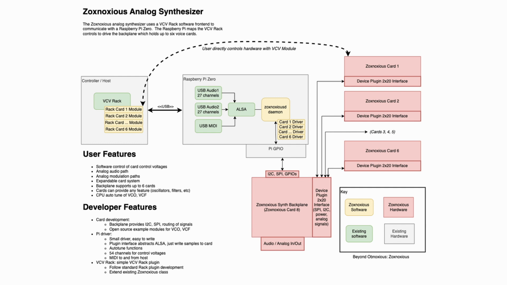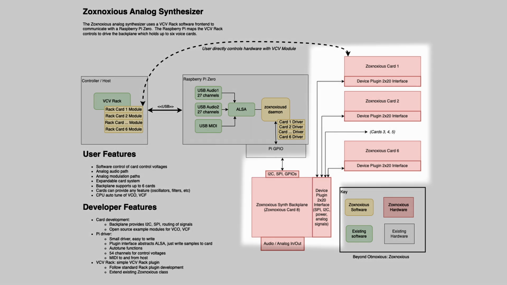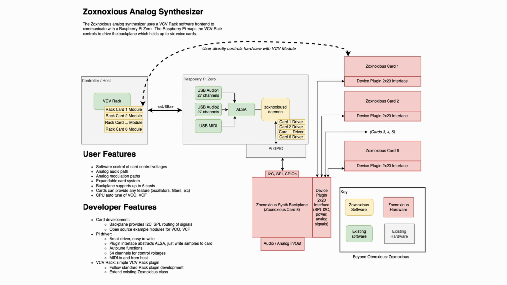And with that, I'll wrap up this deep dive on the Zoxnoxious synthesizer. If you made it this far, I assume you found at least something interesting. Thanks for following me on this three-part series as we went from the VCV Rack front end to the Raspberry Pi controller, and ending here with the hardware bus and voice cards. All the code and schematics are up on GitHub if you want to continue exploring.